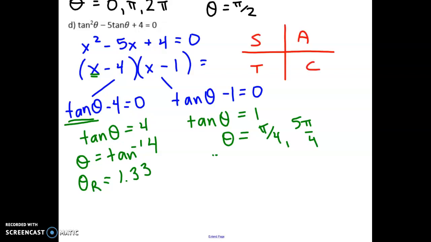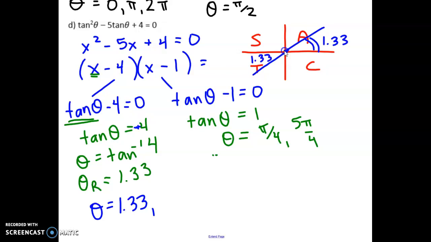So if our reference angle is 1.33, I'm going to be looking either in quadrant 1 or quadrant 3 for our angles, because that's where tan is a positive number, so it's a positive 4 here. If my reference angle is 1.33, that means in quadrant 1, I would also have a standard position angle of 1.33. So we'd say here that theta equals 1.33, that's in quadrant 1. But in quadrant 3, that 1.33 would go there.